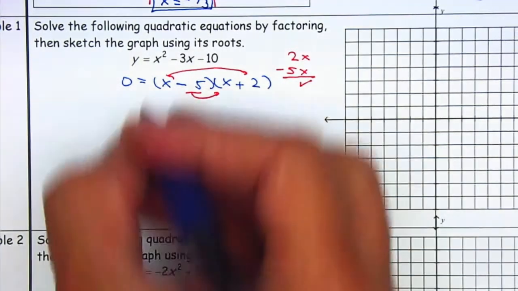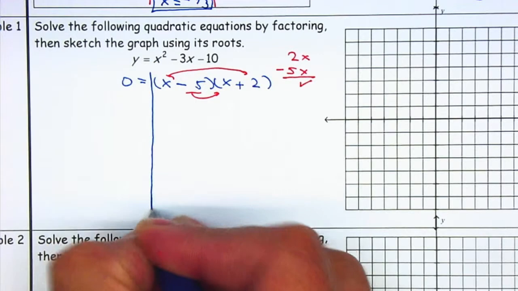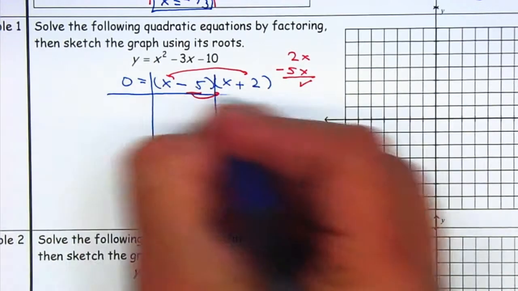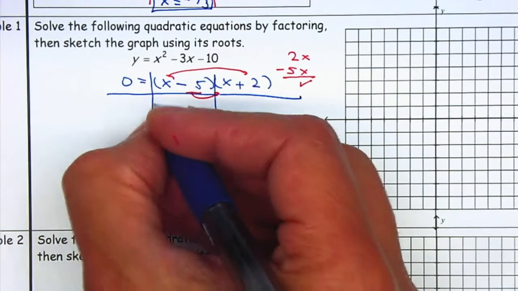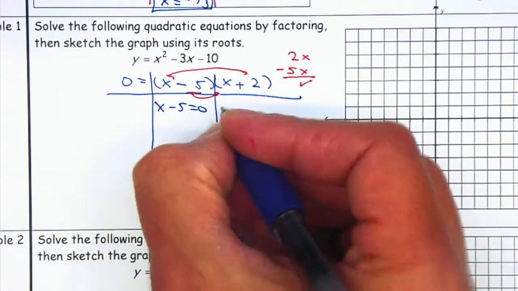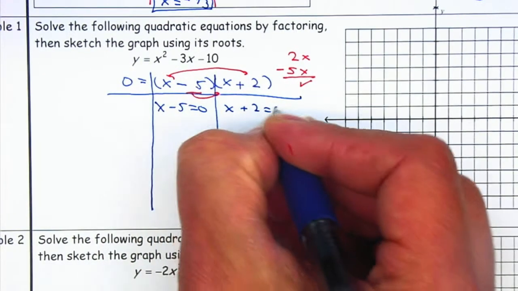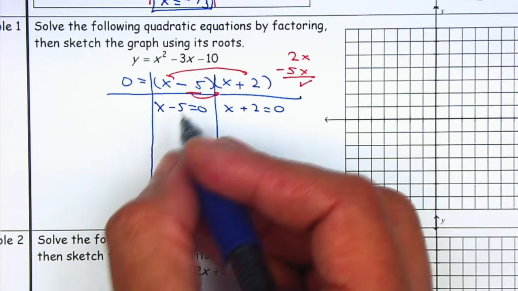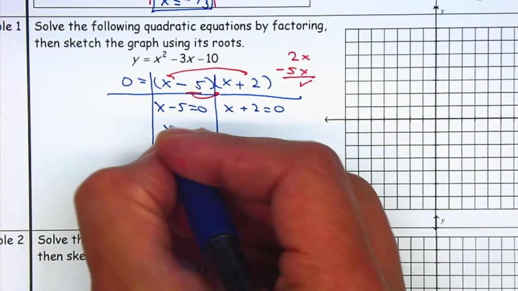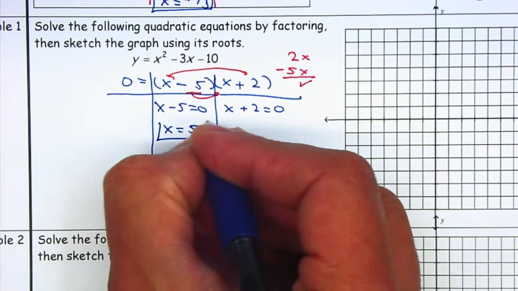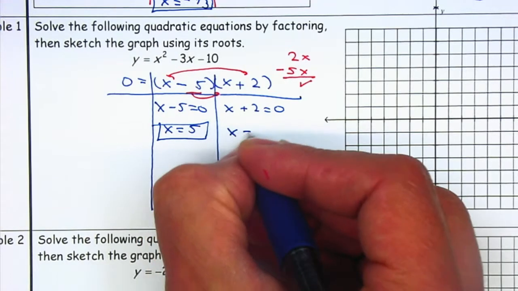Then I'm going to use my zero product property. Just on those two: we have x minus 5 is equal to 0 or x plus 2 equal to 0. I'm going to add 5 on both sides: x is equal to 5. Minus 2 on both sides: x is equal to negative 2.